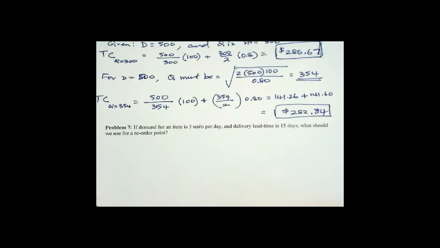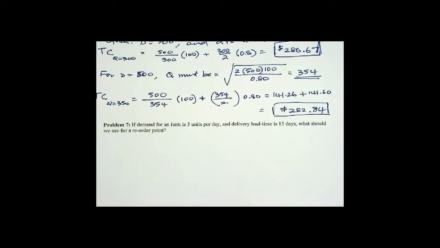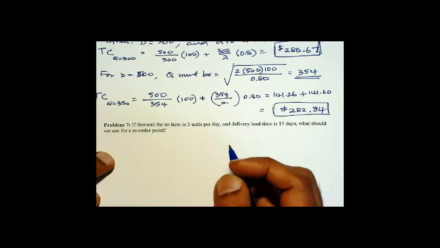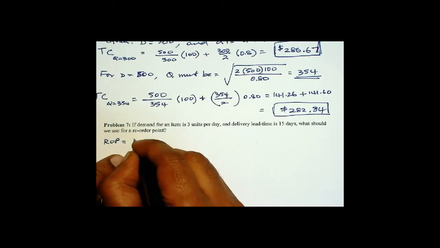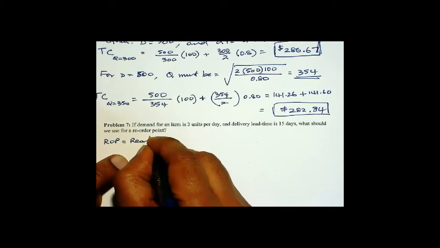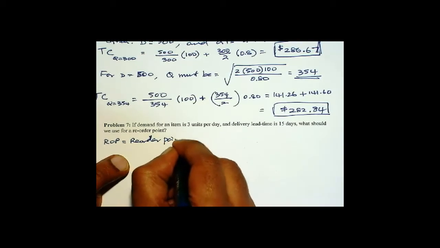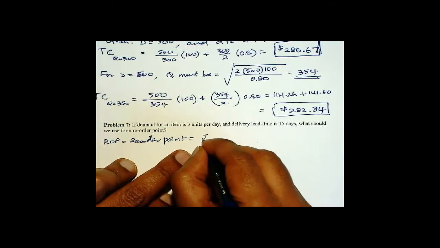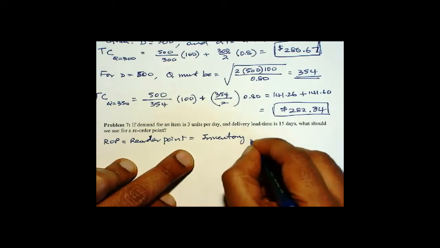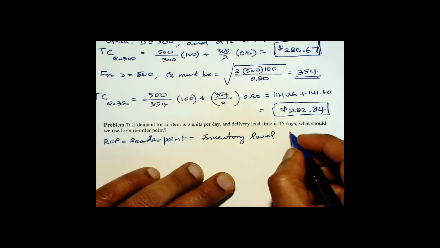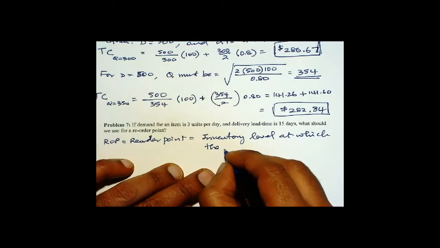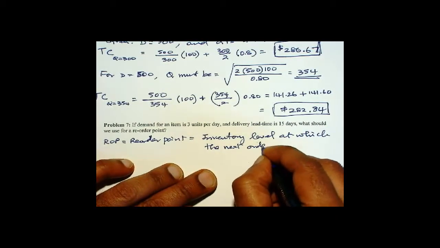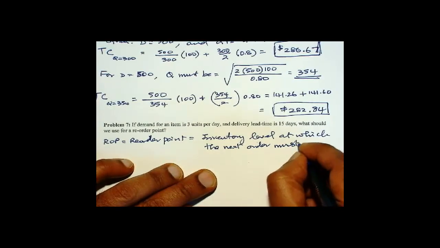Okay, now let's look at the reorder point, based on constant demand and constant lead time. So the ROP, it's called reorder point, and this is also a quantity. So reorder point is the inventory level at which the next order must be placed.